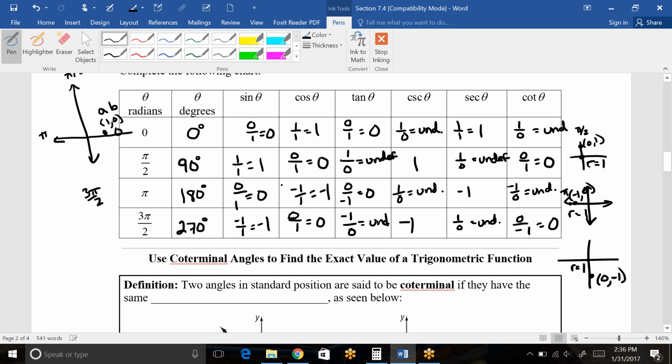You should notice some similarities. The things that are on the x-axis are always undefined for cosecant and cotangent. The things that are located on the y-axis are always undefined for tangent and secant. So just kind of a little pattern there between those.